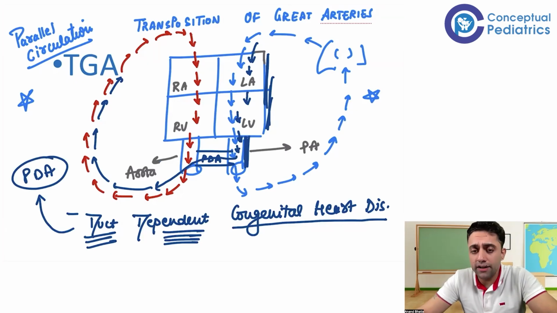And we all know that right now keeping the PDA open is beneficial so that the blood from the left side can go to the right side. The oxygenated blood from the left side can give some happiness on the right side. So that is why it becomes a duct dependent congenital heart disease.